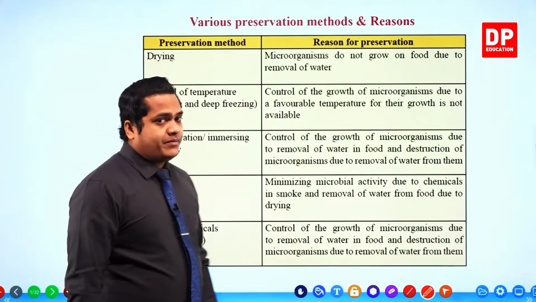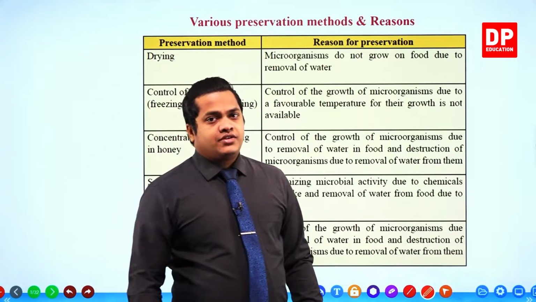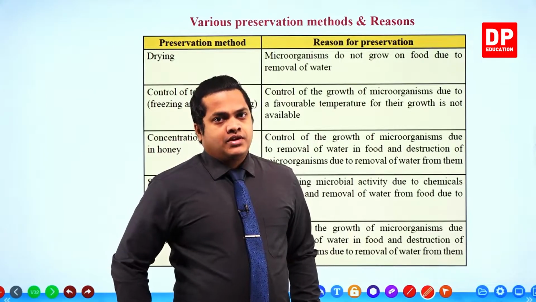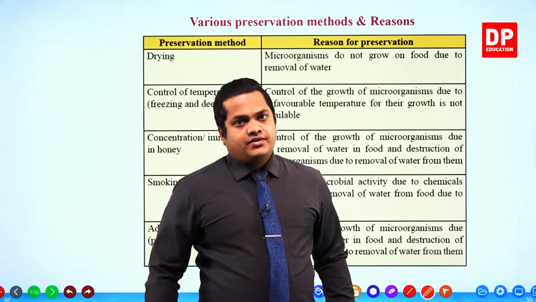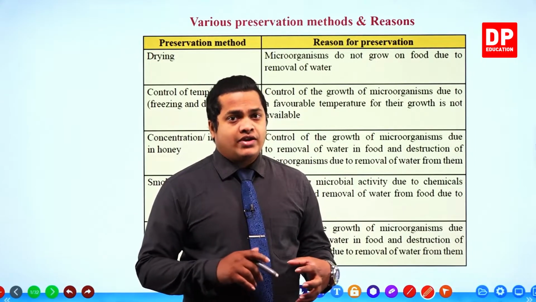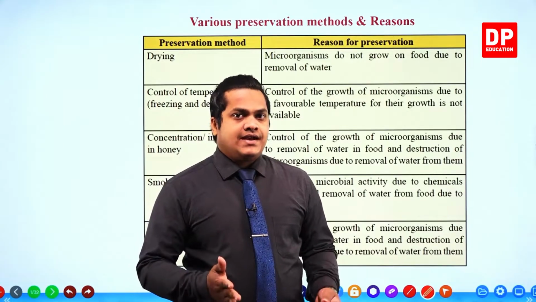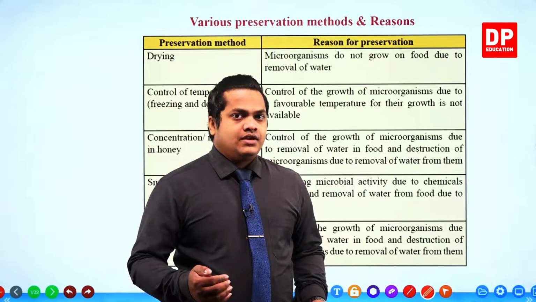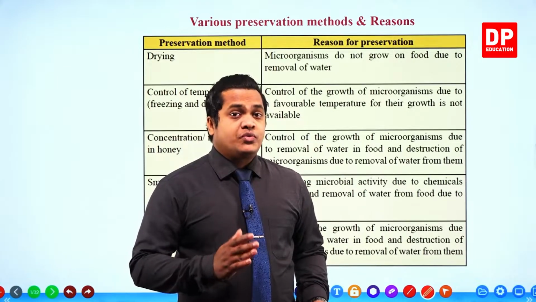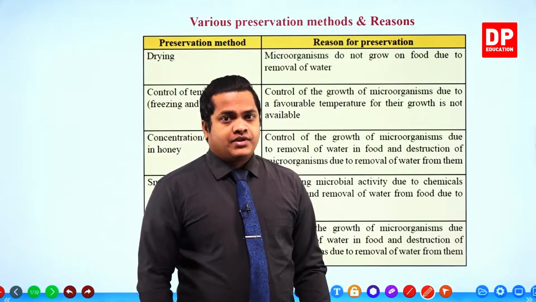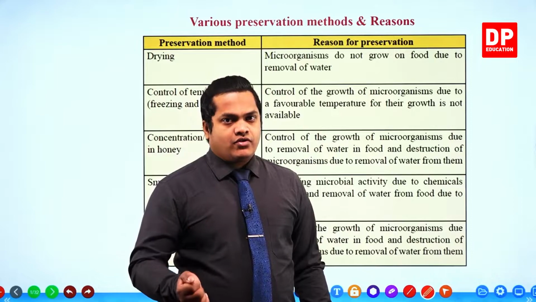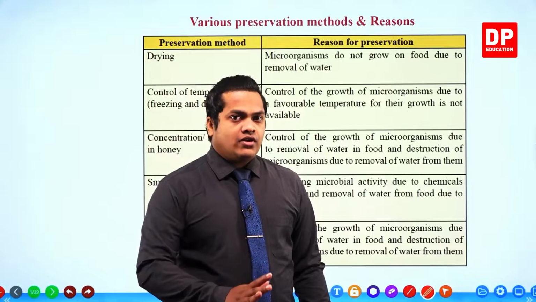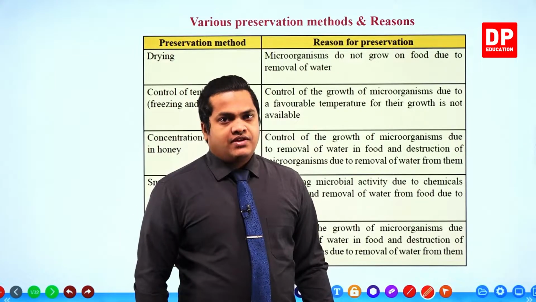You know the drying process. Upon drying, my dear children, we already know that drying means we are going to remove the presence of water. Water is an essential factor for the growth of microorganisms. And we already discussed that the growth of microorganisms is the main and foremost reason behind the spoilage of food. So if you can reduce the number of microorganisms which act on the food, we can preserve that food item.